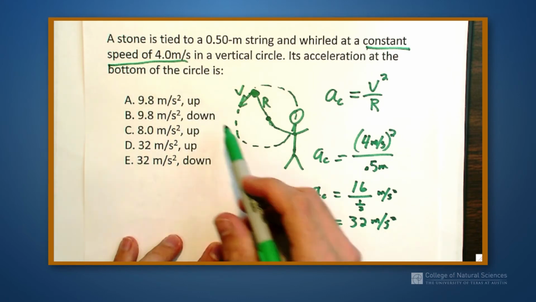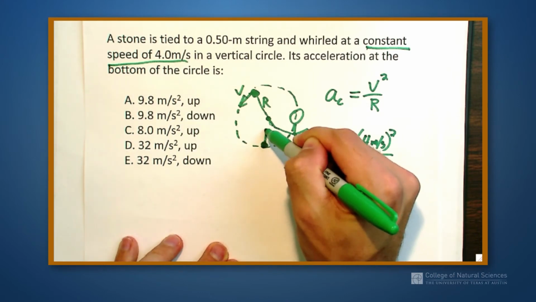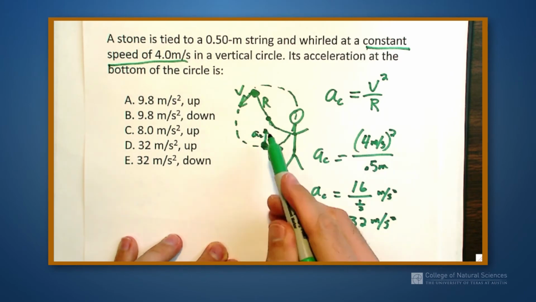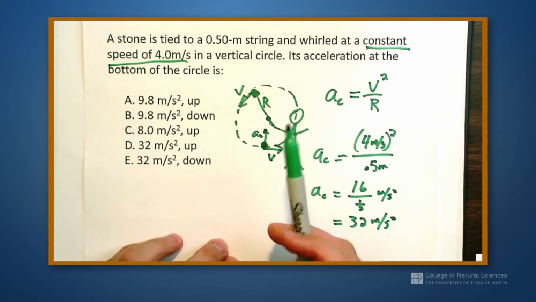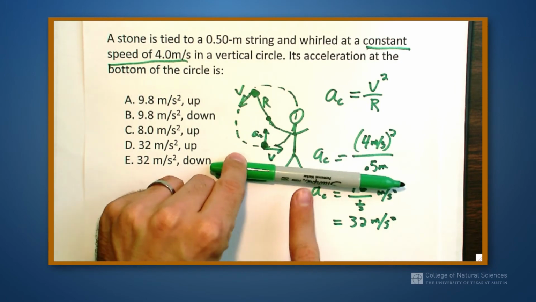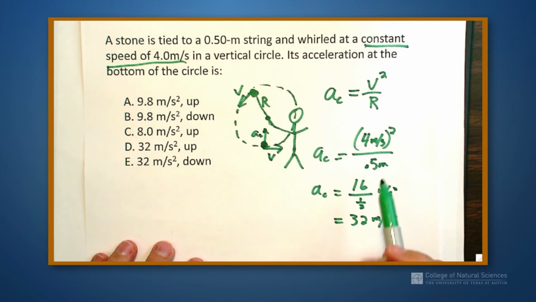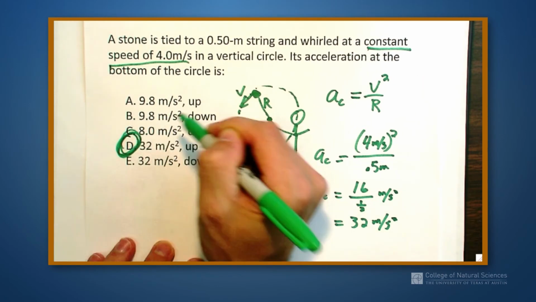We know at the bottom of the circle, when it's down here, its velocity is going in this direction, which means that its centripetal acceleration has to point towards the center. It's going in this direction, the acceleration will push it more up or pull it more upward. So it has to be 32 meters per second squared upward.